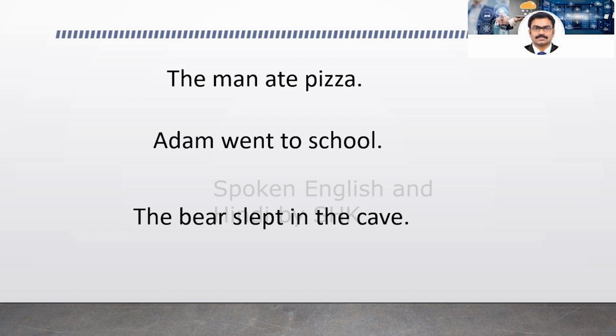Next sentence. Adam went to school. Adam is our subject. Went to school is our predicate. And last, we have the bear slept in the cave. With the bear being the subject and slept in the cave being the predicate. Where slept is the verb, the cave is the object.